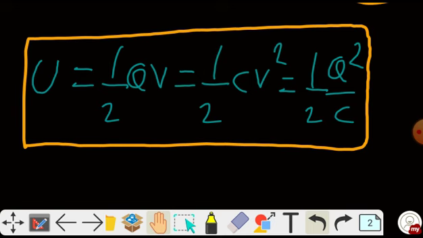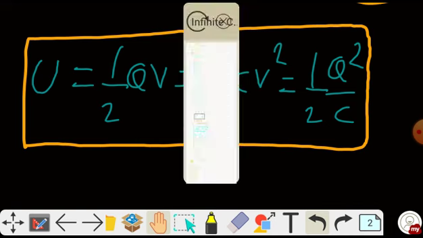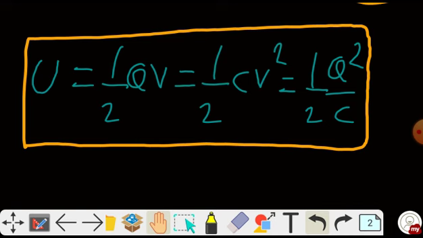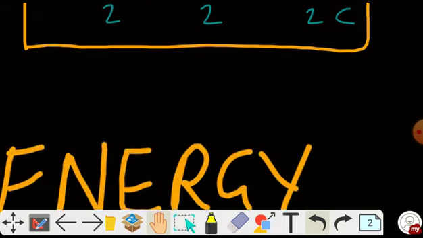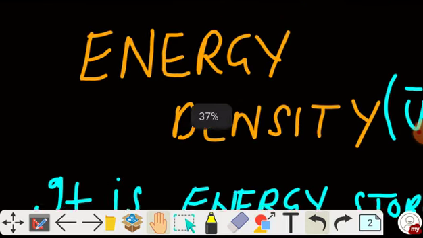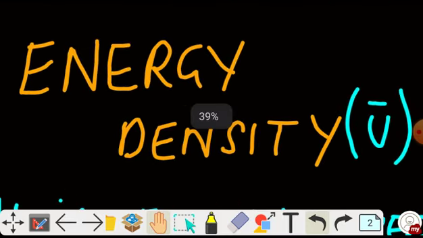The first one is in terms of Q and V, the second one is in terms of capacitance and potential difference, and the third one is in terms of the charge and the capacitance. Clear? So you must remember all three of them, because all three have their own importance in a variety of questions later. So this is all about the expression of potential energy of a capacitor. Now there is another term called energy density, which is denoted by U bar.